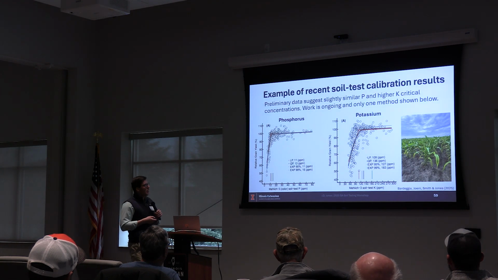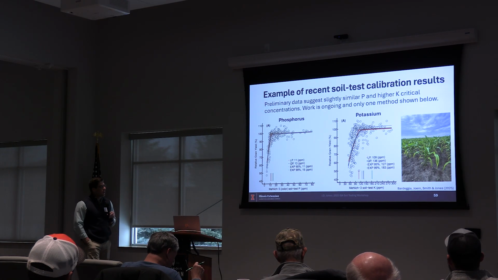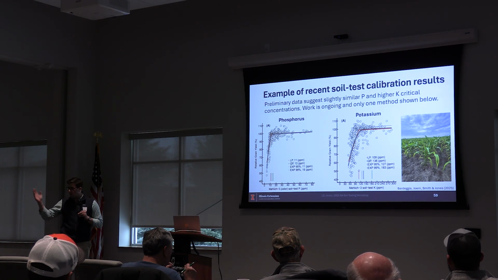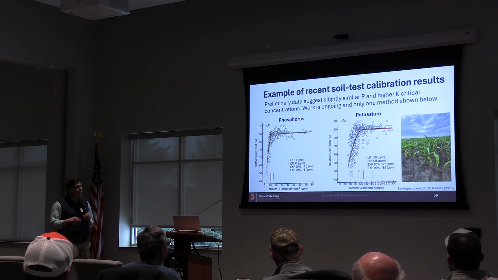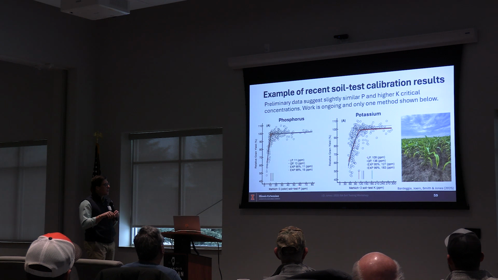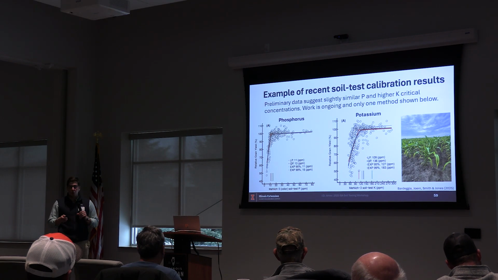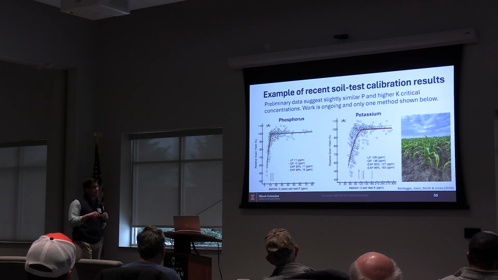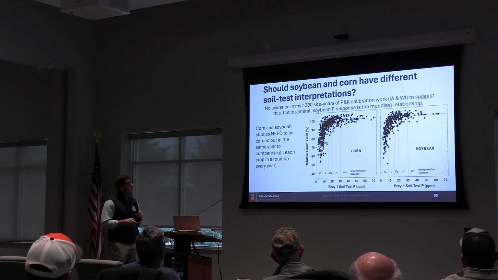I'll flip past this because we've kind of seen some of that in data interpretation before, but this is an example of some of the recent work that Franco, a master's student, worked up that we presented at the North Central Fertility Conference a few weeks ago. This is just some of the preliminary data looking at the relationship between Mehlich-3 soil test phosphorus, Mehlich-3 soil test potassium, and relative grain yield. This is just using one method, so we've got more work to go interpreting other methods, but this is kind of going to be the way that we can feed updates within the system as well.